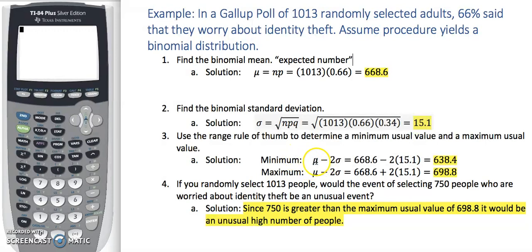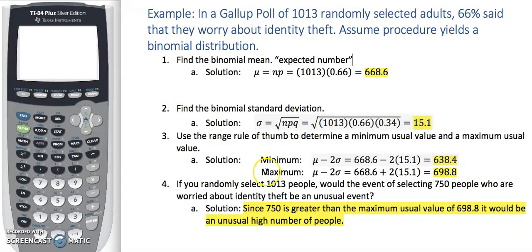So to find the minimum, you take your mean and you subtract off 2 times whatever your standard deviation is. So your mean is 668.6, and you subtract off 2 times your standard deviation, which is 15.1. So you end up with 638.4, and that's the minimum usual value.